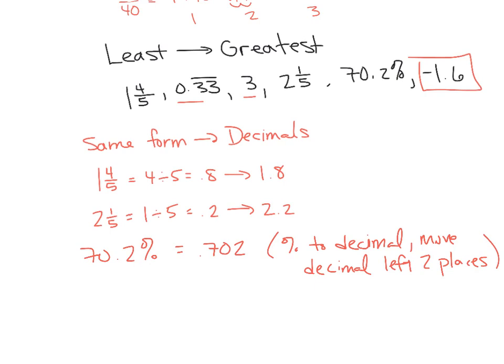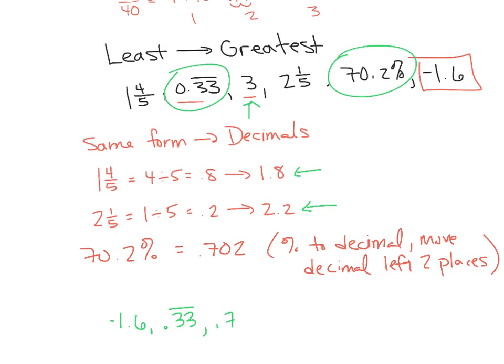We know that negative 1.6 is our smallest, and then we gotta look at the rest. This has a whole number in front of it, this has a whole number in front of it, this does have a whole number in front of it, okay? So we're looking at this one and this one. Would you rather have 33 cents or 70 cents? And we're gonna say you don't want 33 cents, so that's the smallest. And then 0.702. And then we're gonna look at the numbers with whole numbers in front of them. $1.80, $2.20, and $3, and those are easy. $1.80, $2.20, and then $3.